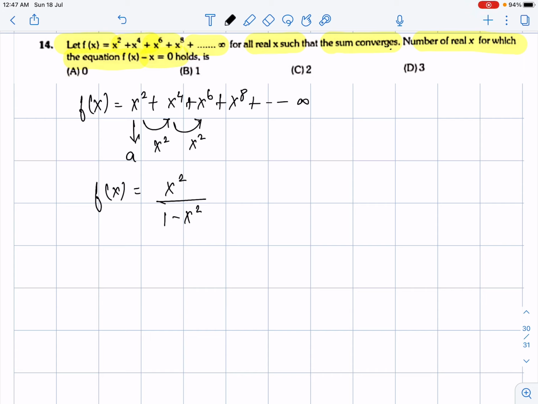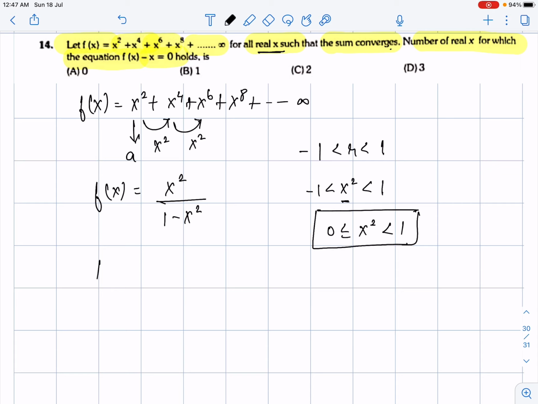Now what is the most important thing? For it to have a convergent sum, or a finite sum, the value of r should lie between minus 1 and plus 1. That means minus 1 is less than x^2 is less than 1. But we can see easily x is a real number, so the square of a real number can never be negative. That means 0 is less than or equal to x^2, less than 1 should hold over here. Now I'll check for how many values of x in this interval, closed 0 to open 1, f(x) - x = 0 will be satisfied.